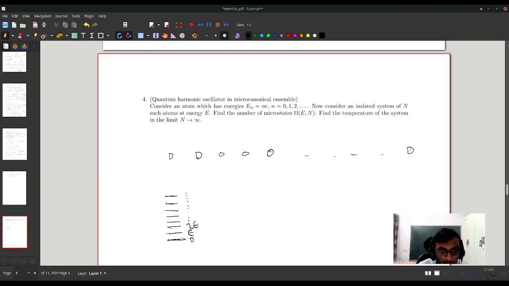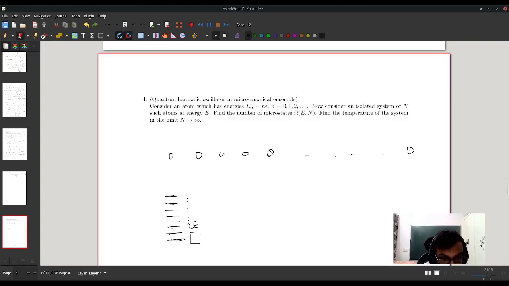So, there are n such atoms in the system, and the system is isolated. If you have already seen this, this spectrum is similar to that of a quantum harmonic oscillator. So this problem tries to find the occupation number in some particular level from the microcanonical formalism. But if you're not familiar with that, don't worry about it.